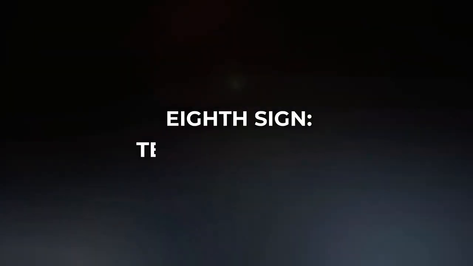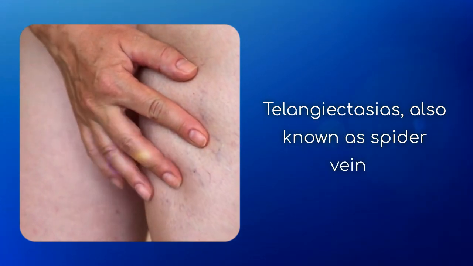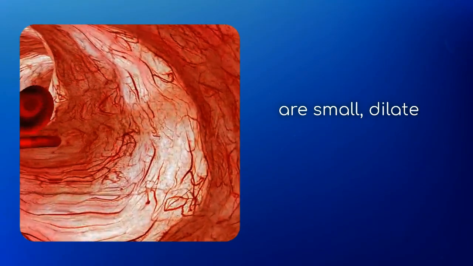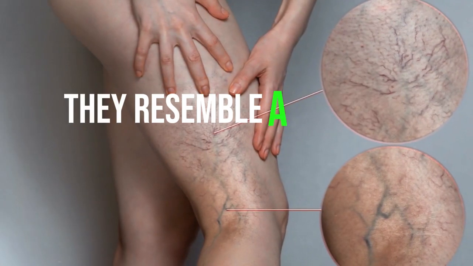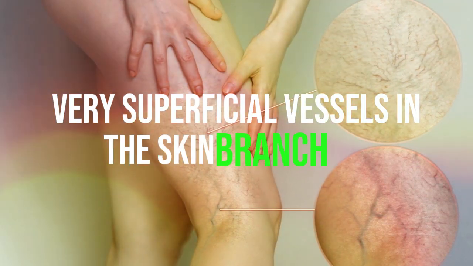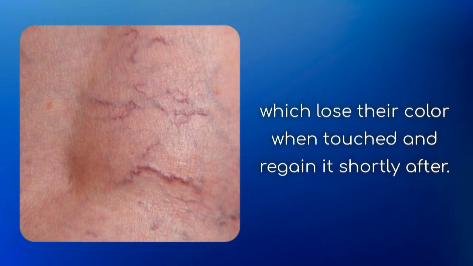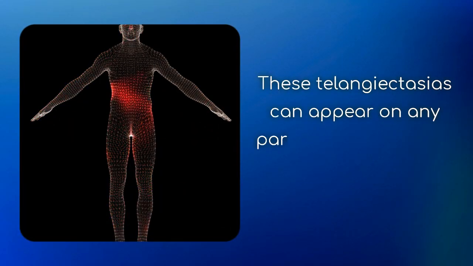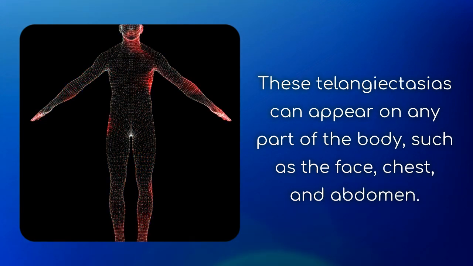8th sign, telangiectasias. Telangiectasias, also known as spider veins, are small, dilated blood vessels on the surface of the skin. They resemble a central point from which small, very superficial vessels in the skin branch out, which lose their color when touched and regain it shortly after. These telangiectasias can appear on any part of the body, such as the face, chest, and abdomen.